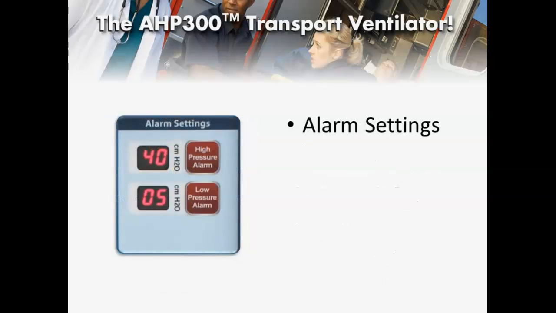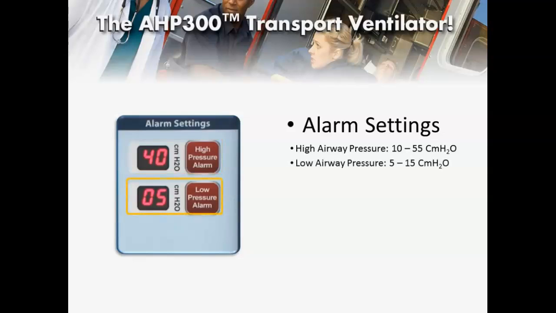Moving to the top right of the AHP300, you will find the alarm settings panel. This panel contains the fields to set the high and low airway pressure limits. The high airway pressure alarm is adjustable from 10 to 55 centimeters of water, while the low airway pressure alarm is adjustable from 5 to 15 centimeters of water. A couple of notes on these alarm settings.